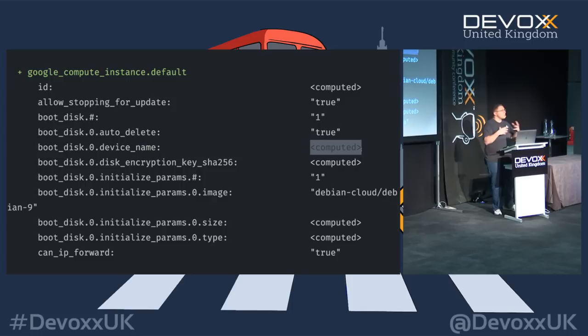We don't know those in advance. So Terraform will mark them as computed, and then whenever Terraform runs and gets those values, it'll fill them in for future runs. So now I'm going to go ahead and run terraform apply.